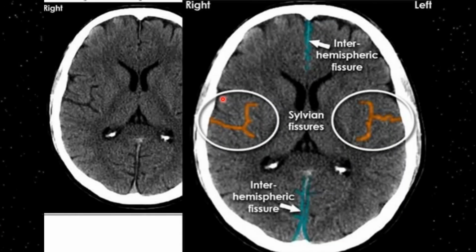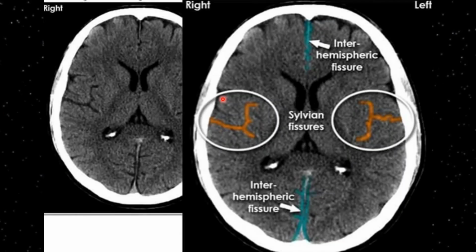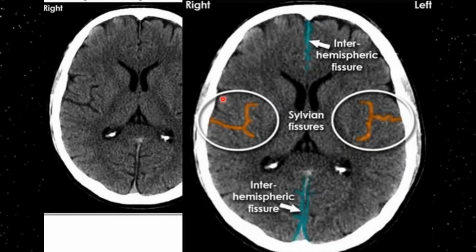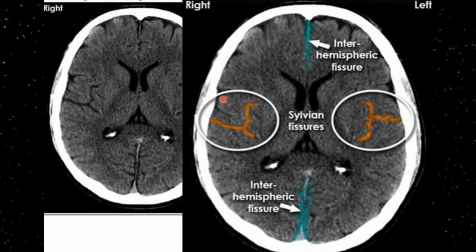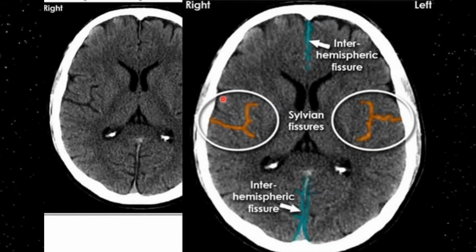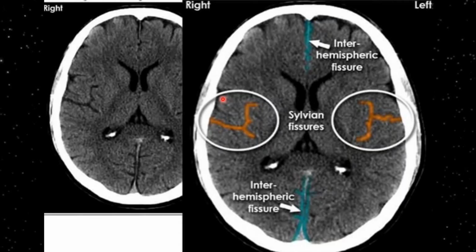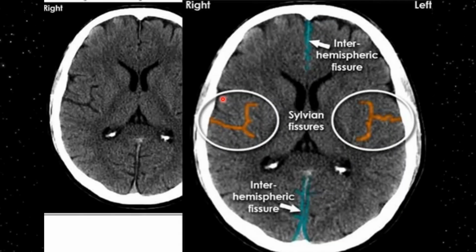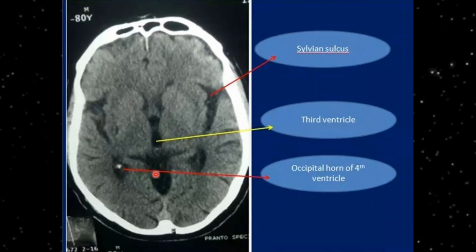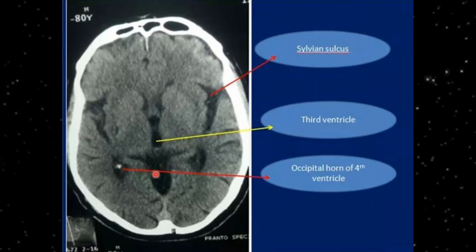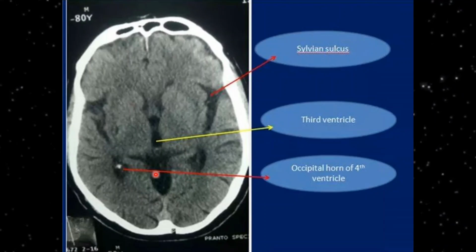So there would be a frontal operculum and a temporal operculum. Here you can appreciate that the superior part is the frontal operculum, and the posterior part is the temporal operculum. However, you cannot appreciate the parietal operculum on these images. This image has been taken from a slightly older age group, that's why you can see that the Sylvian fissure is prominent.